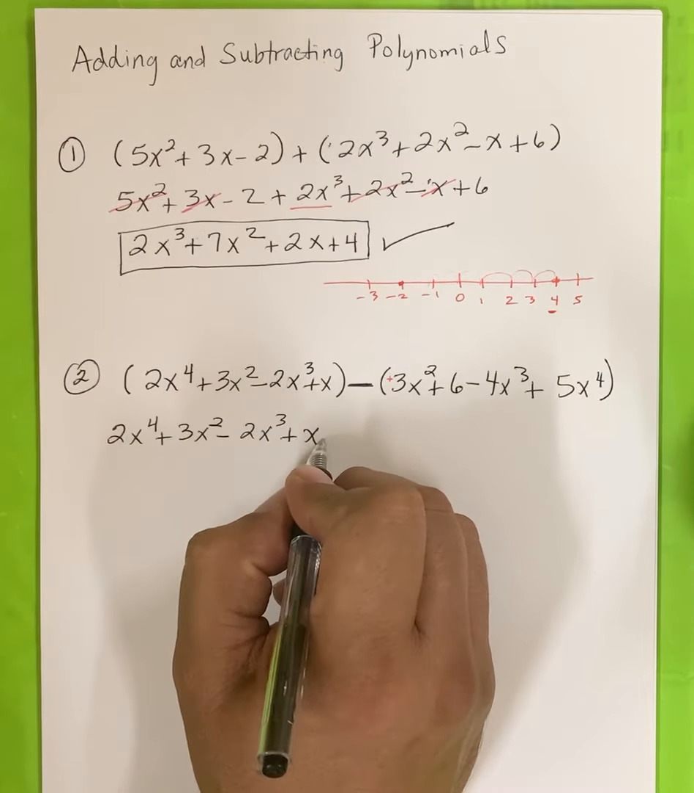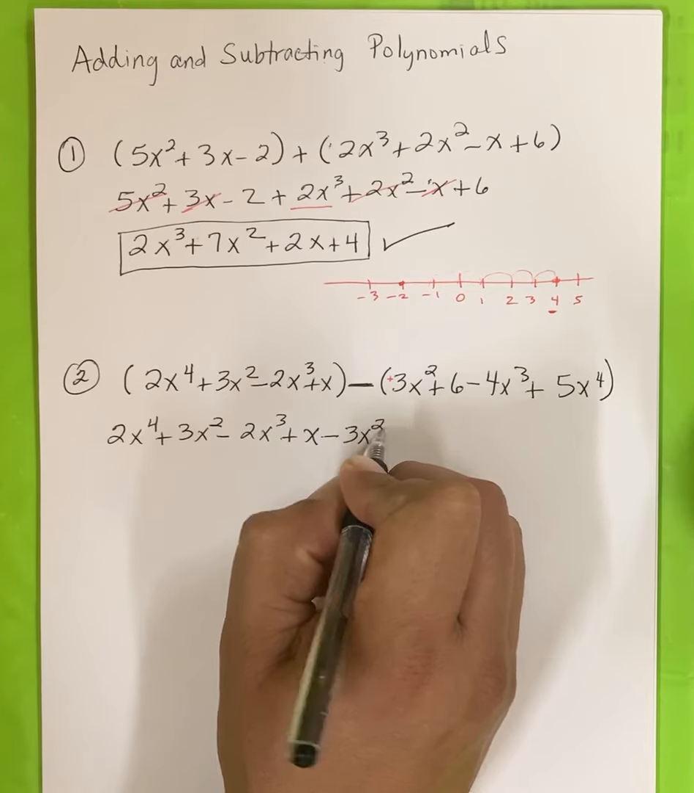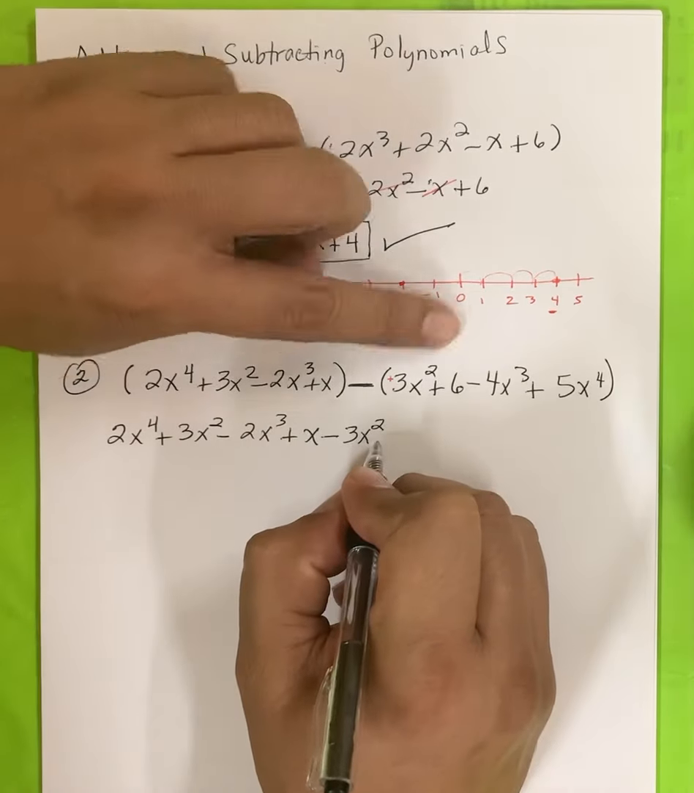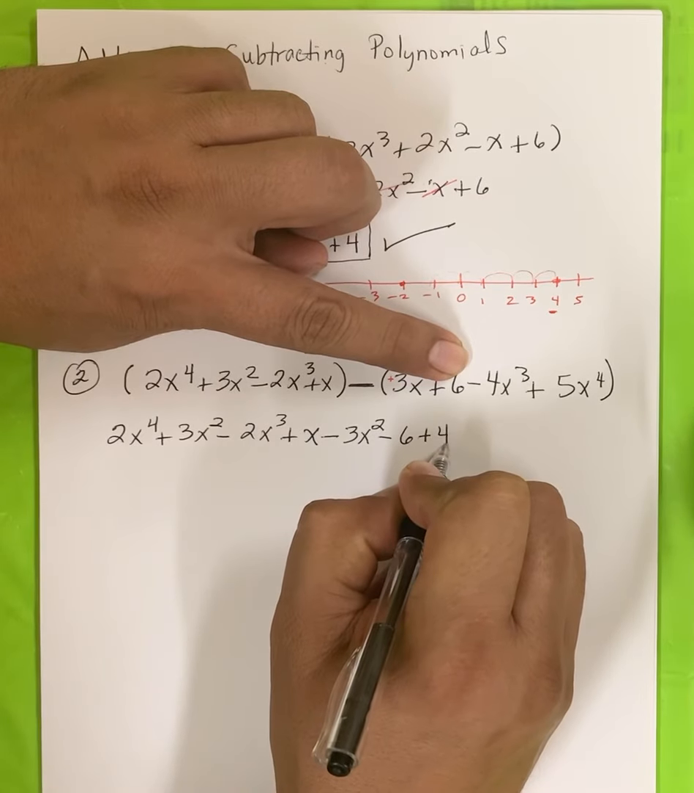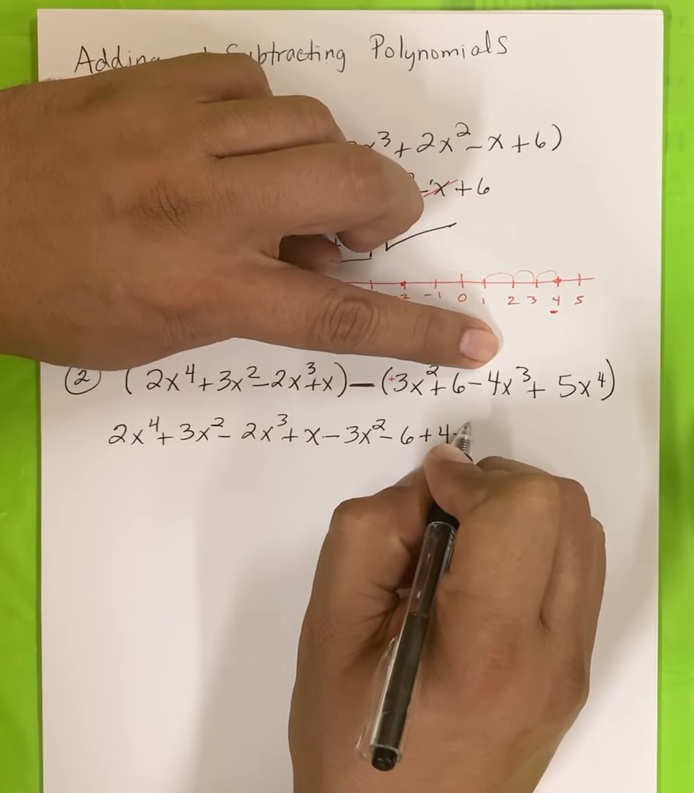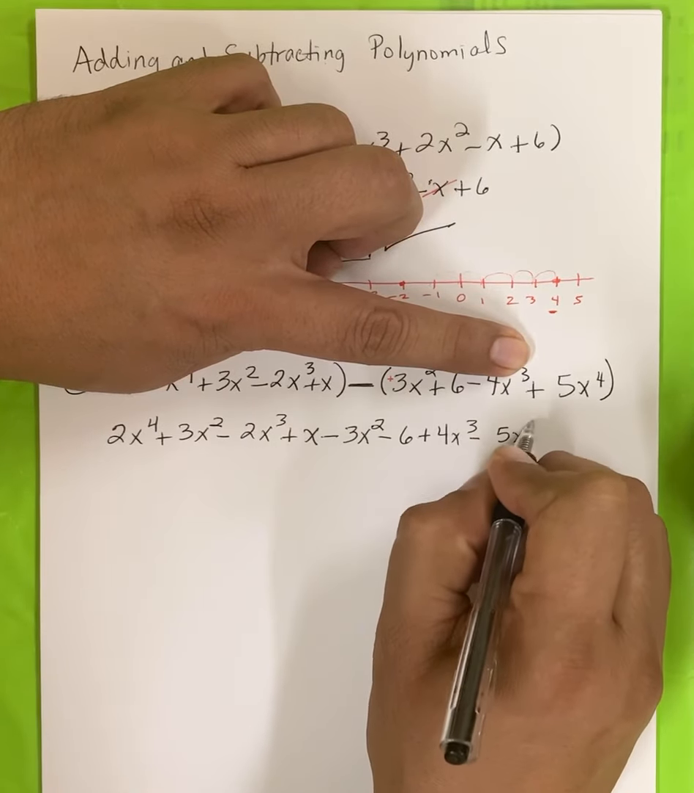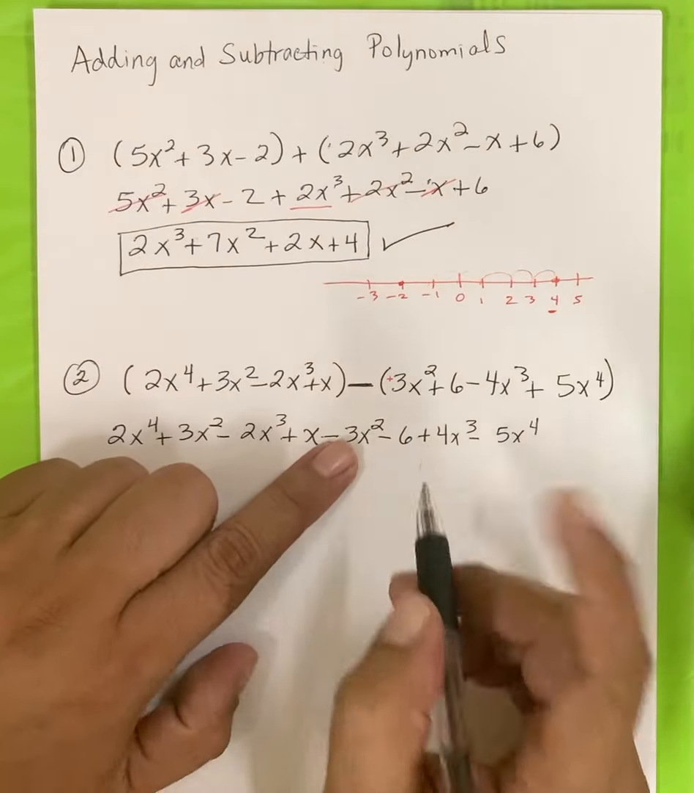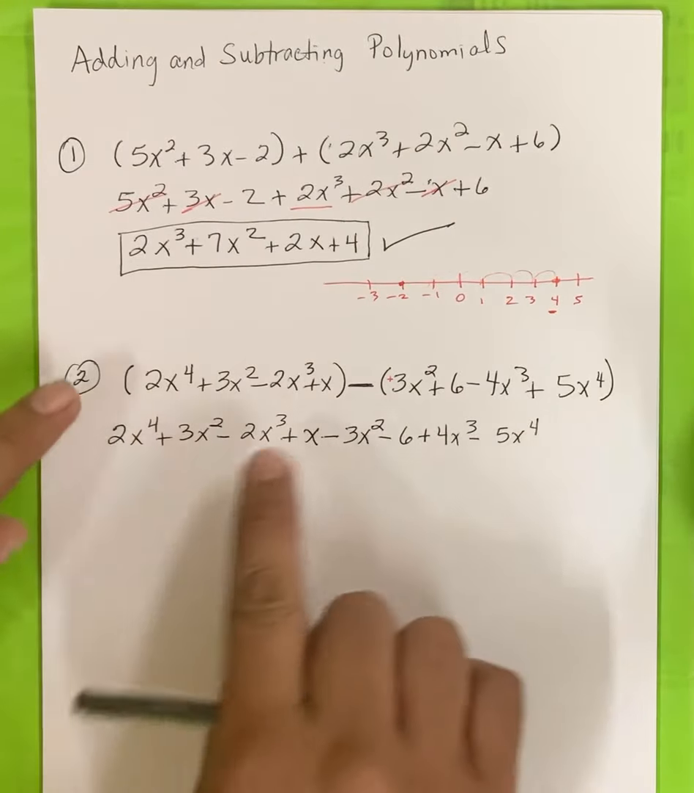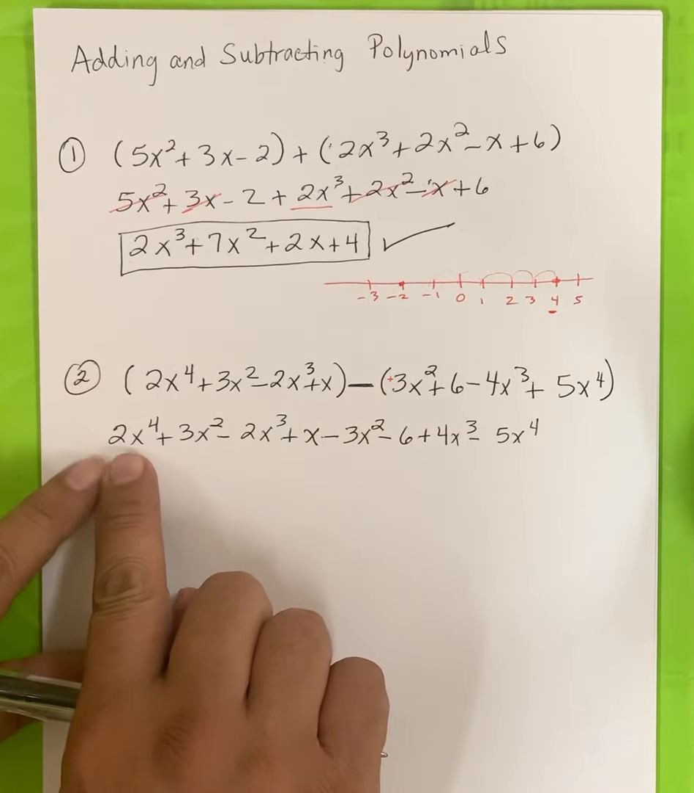All right, so minus 3x squared minus 6 plus 4x to the 3rd power minus 5x to the 4th power. Once again, rule number 1 was for me to remove the parentheses. I removed the parentheses, so I started bringing out the problem.